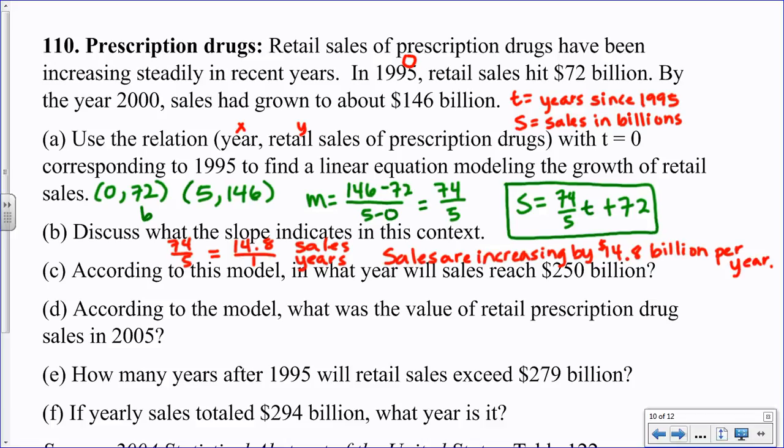The rest of the questions, I can just use my equation. So I can plug in for what year will sales reach 250 billion. That goes in for S. And then I want to know a year, but it's years since 1995, so I would be plugging in 10. All right, so we'll stop there.